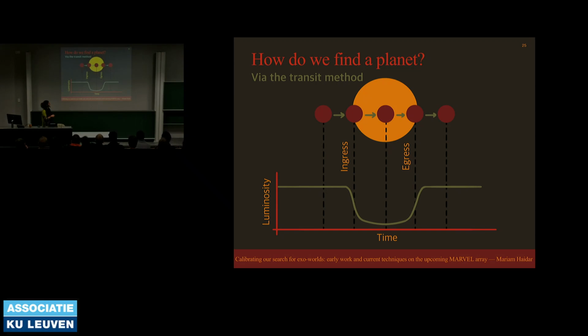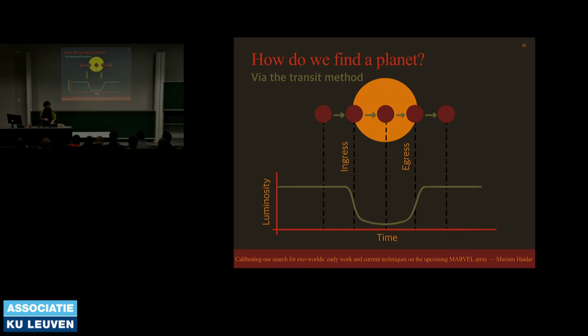So you have a star, and if you're trying to look for a planet indirectly via the transit method, you will observe a star photometrically, and you will notice that the luminosity of the star will dip when the planet crosses in front. The ingress is when it starts crossing, and the egress is when it is finishing its crossing. So that's more or less the idea of the transit method.